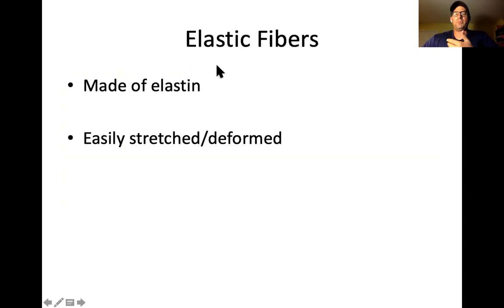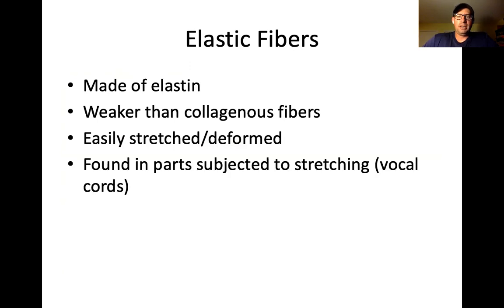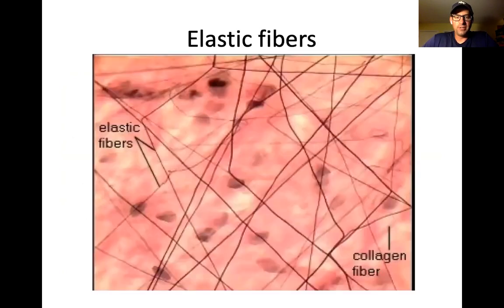Elastic fibers are made of the protein elastin. They are weaker than collagenous fibers. They are easily stretched and deformed. And they are found in parts of the body subjected to stretching, such as vocal cords. Under the microscope, they appear yellow. They're referred to as yellow fibers. And so you see them here. They are these much thinner protein fibers running through the extracellular matrix. The collagenous fibers are much, much thicker.